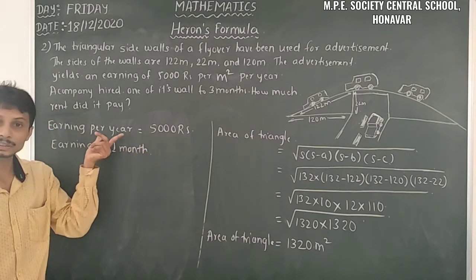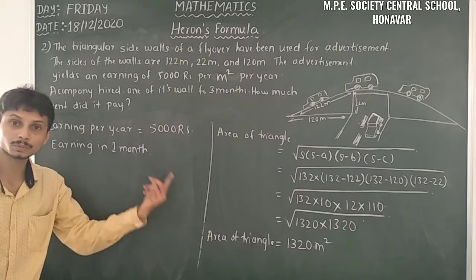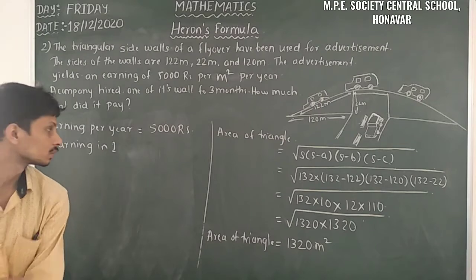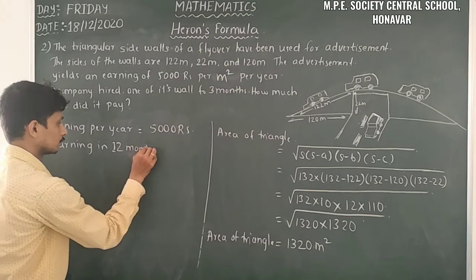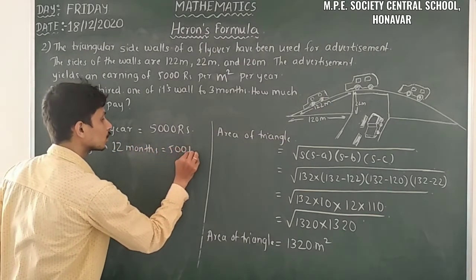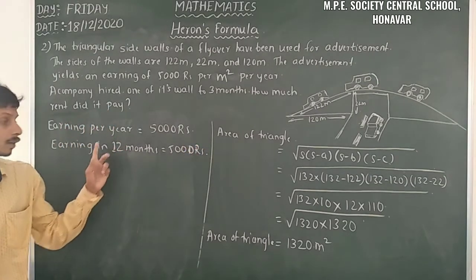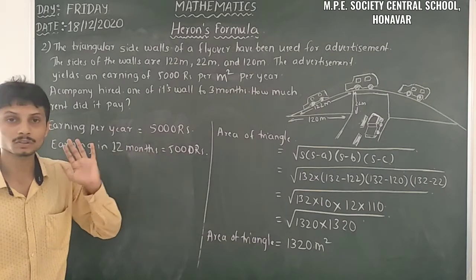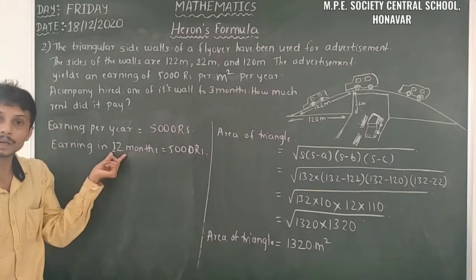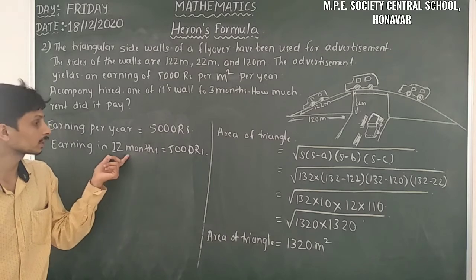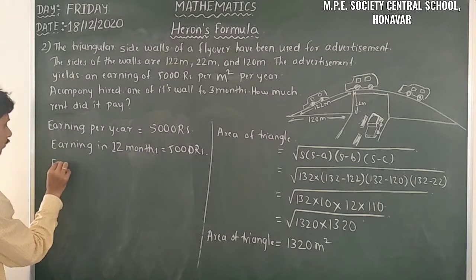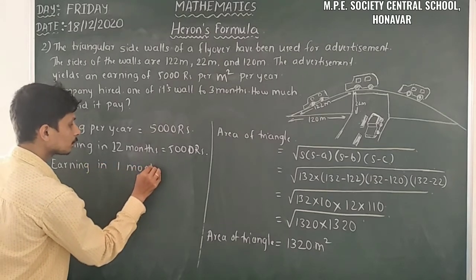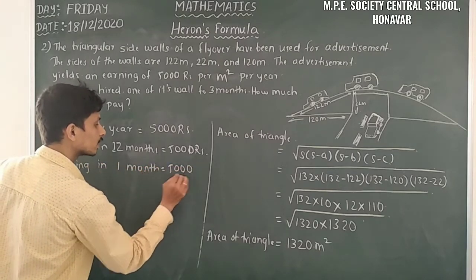Then we have to transpose this 12 months. In the 12 months, we have to transpose this 12. So here earning in 12 months is equal to 5,000 rupees. Per year, per 12 months, both are same because in 1 year 12 months are there, that is 5,000 rupees. So that means here I want in 1 month. How to calculate that one? So we can transpose this 12 here. Earning in 1 month is equal to 5,000 divided by 12.